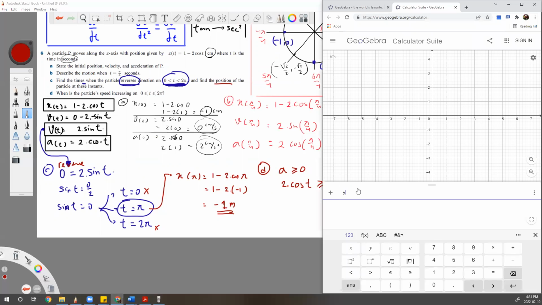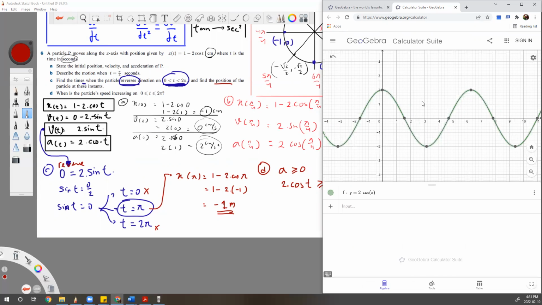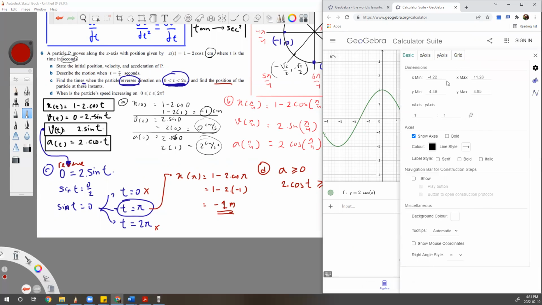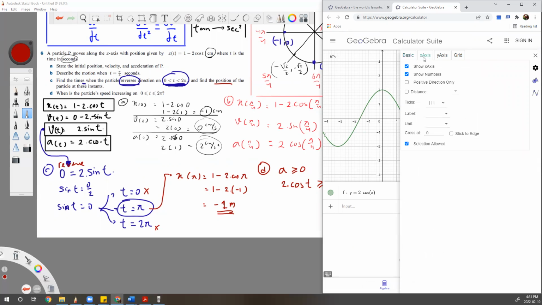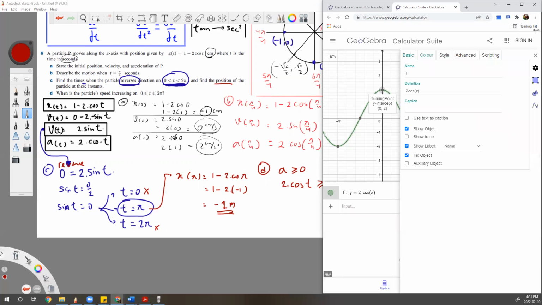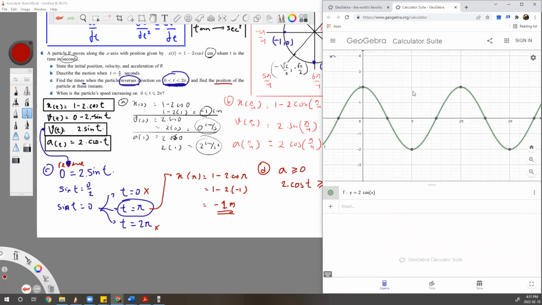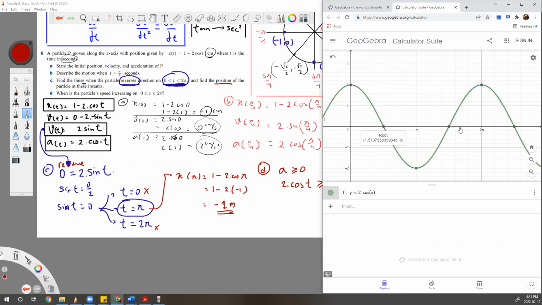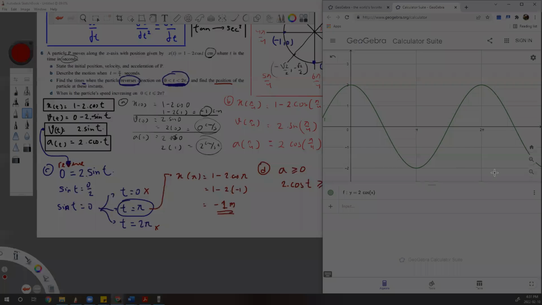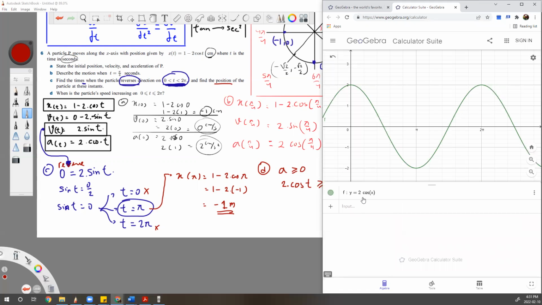So y equals 2 cos x. Increasing is where the a is more than 0. I will change the settings. The x has to be theta, in pi. No, half pi. Okay, that is your answer. We got it. This is for part A.